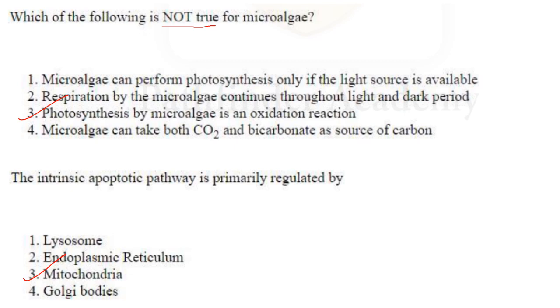Then next one. The intrinsic apoptotic pathway is primarily regulated by. So the intrinsic apoptotic pathway is regulated by BCL2 family proteins, and BCL2 is found on the outer membrane of mitochondria. So the answer here will be option 3, that is mitochondria, because BCL2 is found in mitochondria.